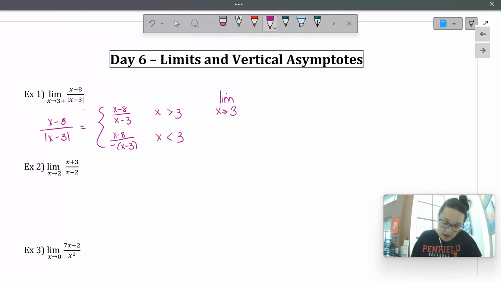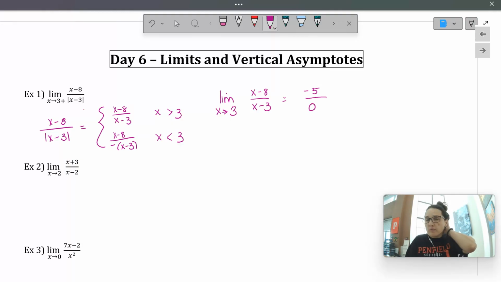So then the question says, find the limit as x approaches 3 from the right, and that limit is going to be the same as the limit as x approaches 3 of, if I'm coming from the right, (x minus 8) over (x minus 3), which is negative 5 over 0. So that limit doesn't exist, but I want more than that, okay? Calculus is all about, well, yeah, I get that the limit doesn't exist, but tell me more. Don't just say undefined. Let's do better.